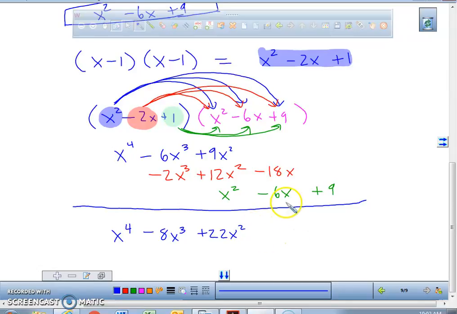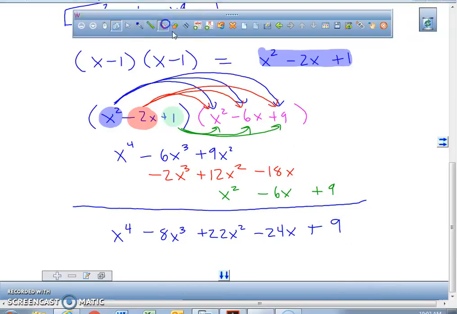All right? Now, over here, what do we get? That's right. In her head, she's like negative 24x plus 9. That's a horrible plus, so we change that. All right, everybody. And we're done.